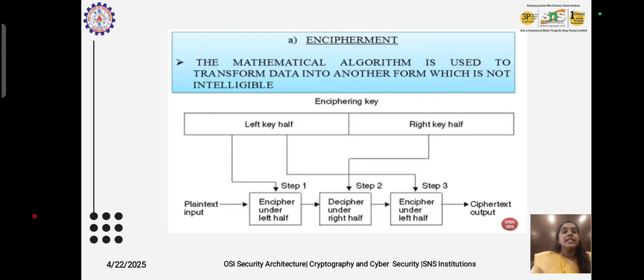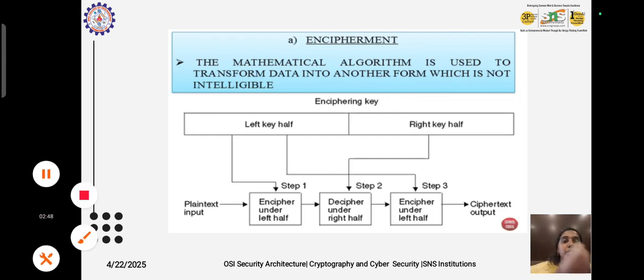Next comes encipherment. Encipherment is a mathematical algorithm used to transform data into another form which is not intelligible. It mainly consists of a left key half and a right key half. The first step is giving plain text as an input. The first step is encipher in the left half. The next step is decipher in the right half. Finally, the third step is encipher with a left shift, and the outcome is the ciphertext output.